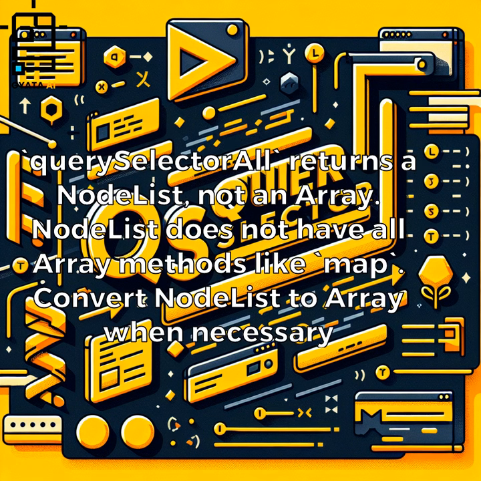querySelectorAll returns a NodeList, not an array. A NodeList does not have all array methods, like map. Convert the NodeList to an array when necessary.